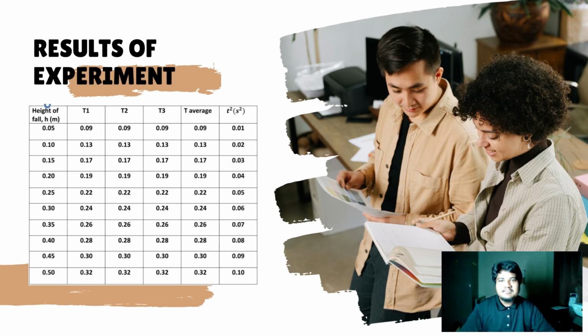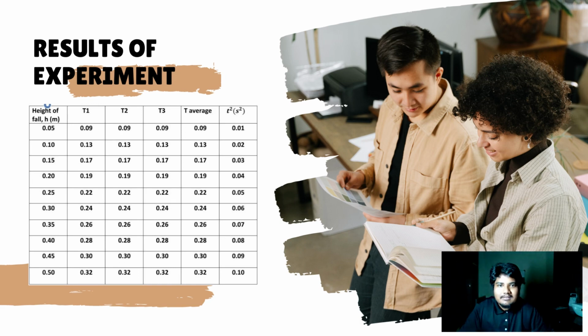The next part is results of the experiment. In the table below, we can see the result of height of fall and falling time. We can conclude from the table that when the height of fall increases, the falling time will also increase. This shows that the relation between height of fall and falling time is directly proportional. This is because when height of fall increases, the falling time taken will also increase. The falling time is taken 3 times to get an average result which is more accurate.